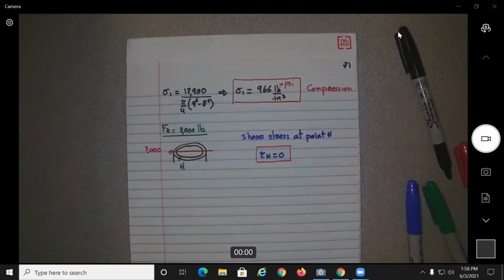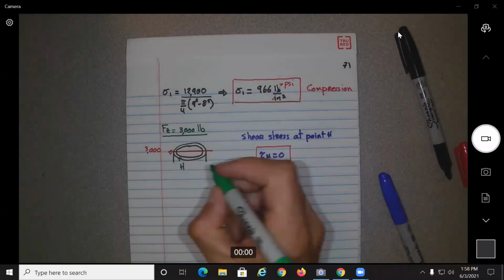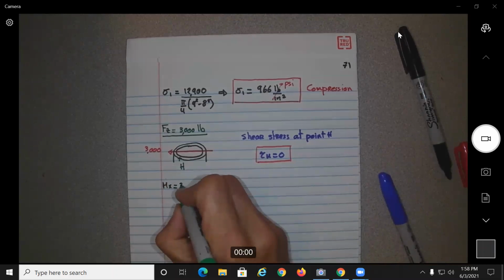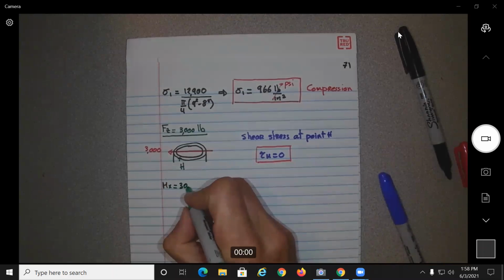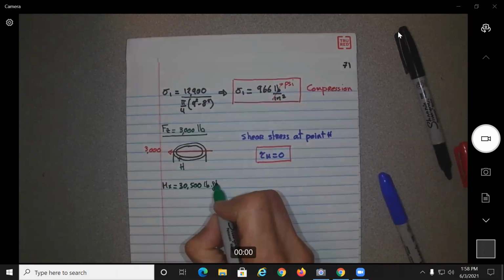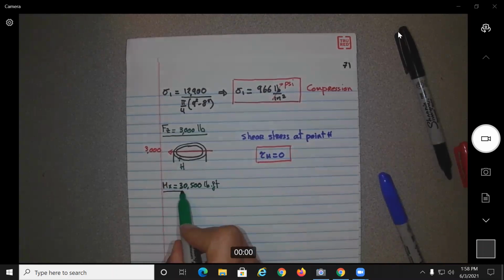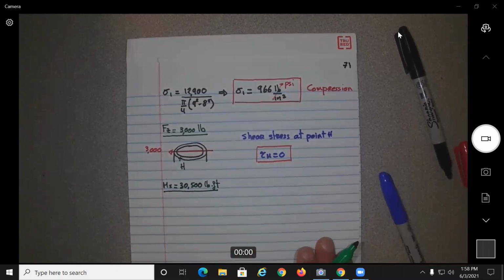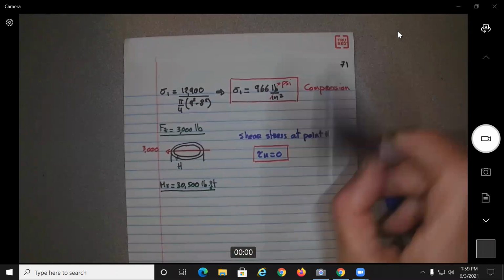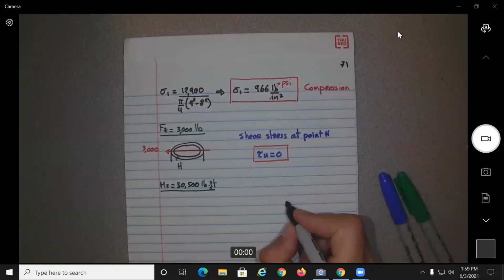So the first moment we have is mx equal to 30,500 pounds per foot. It's important to put the foot because we're going to have to calculate everything in PSI, no? So that would be inches. So again, always redo a little figure. So we redo the little figure here.